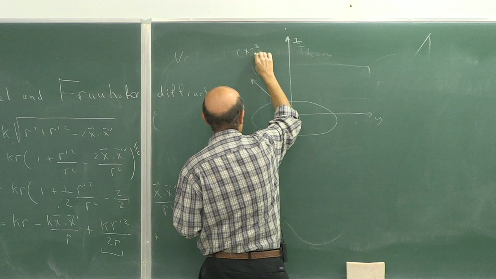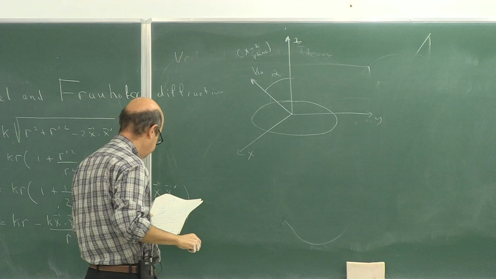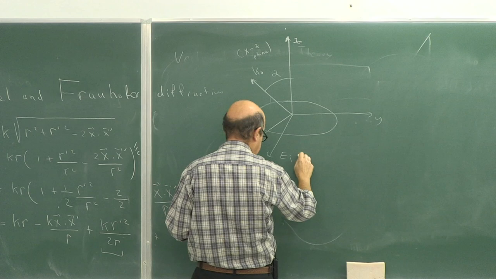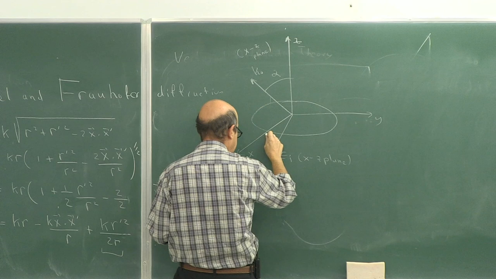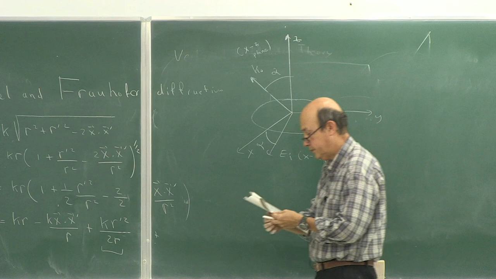And making an angle alpha with the Z. So the electric field is 90 degrees to the k0. So E incident, again in the XZ plane, making an angle alpha down. Basically this alpha is the direction of the incident wave, and this one is the electric field component.